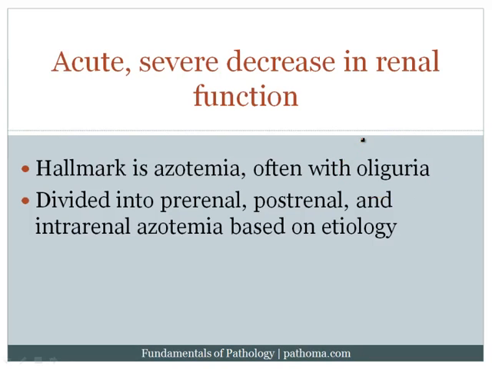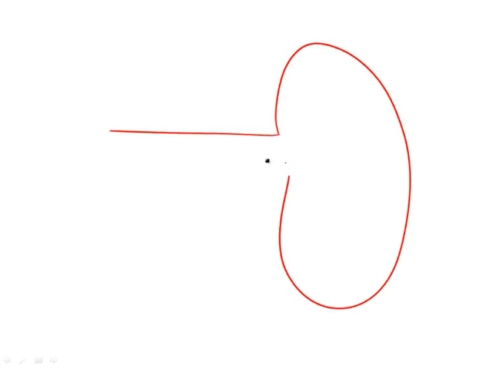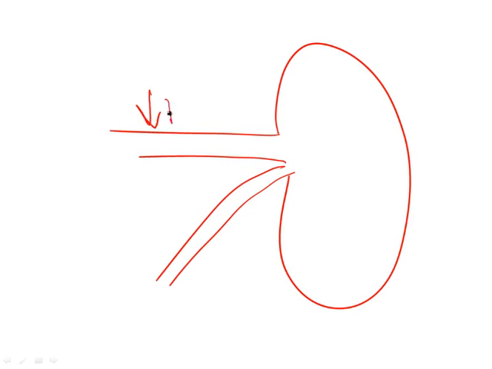Now, when a patient presents with the signs and symptoms of acute renal failure, we're going to divide the etiology into pre-renal, post-renal, and intrarenal. We can also look at it this way. Here's the kidney, and here's the blood vessel bringing blood into the kidney, and here's the ureter, which is draining the kidney. One way by which we can get acute renal failure would be to decrease the blood flow. A decrease in blood flow would result in acute renal failure, and we call that pre-renal azotemia.